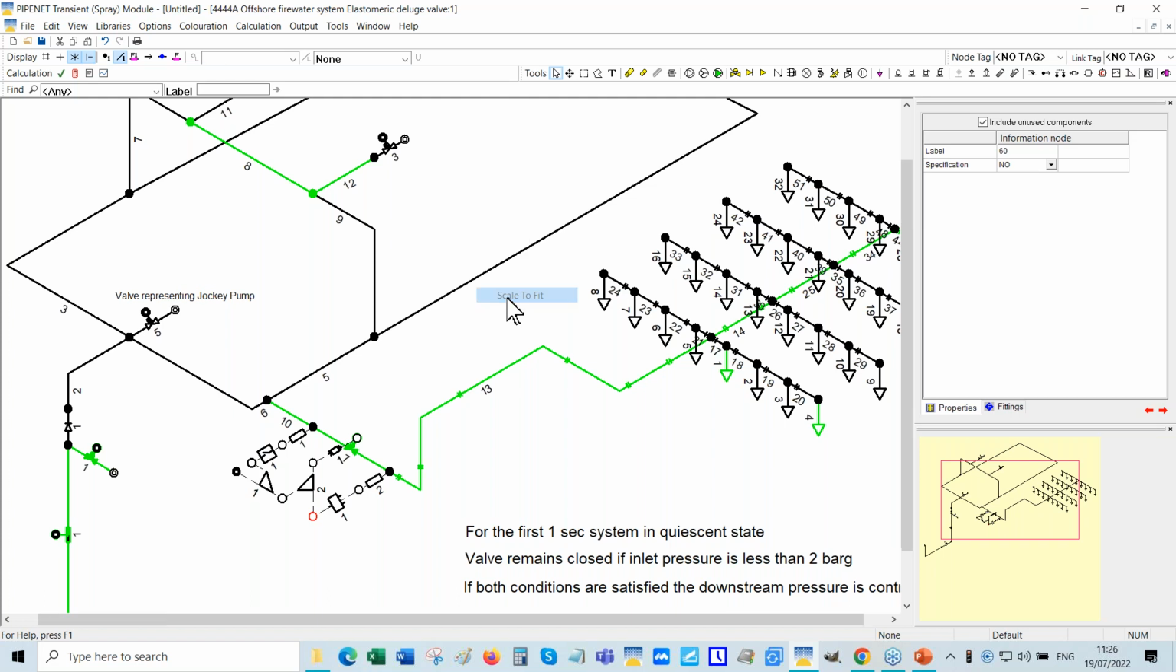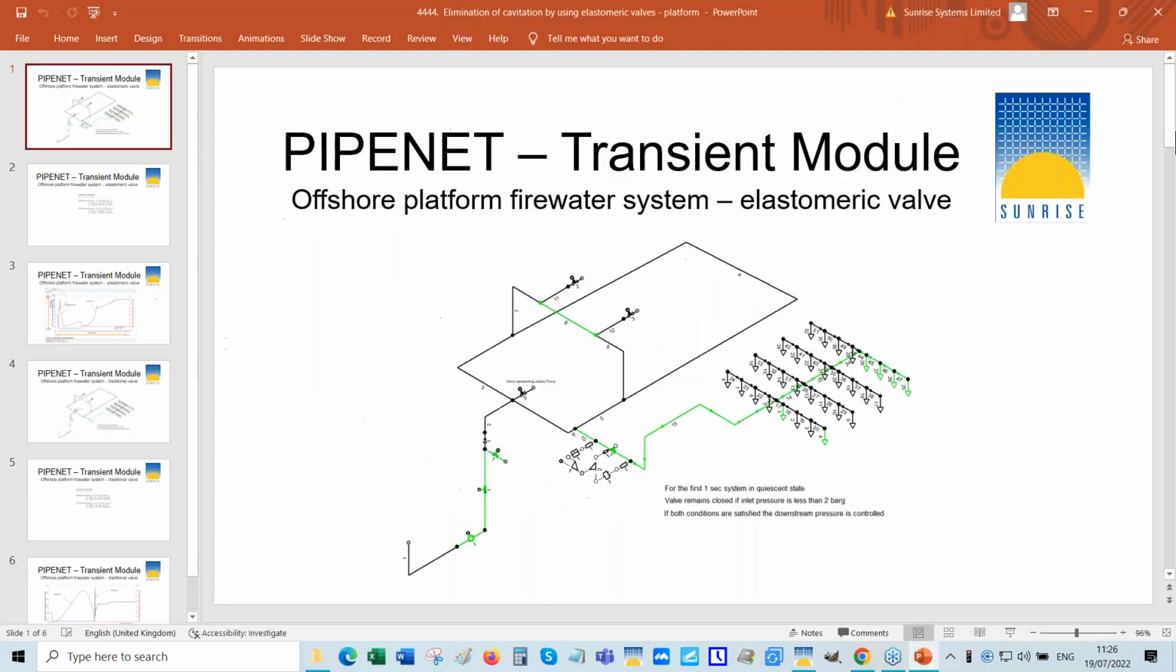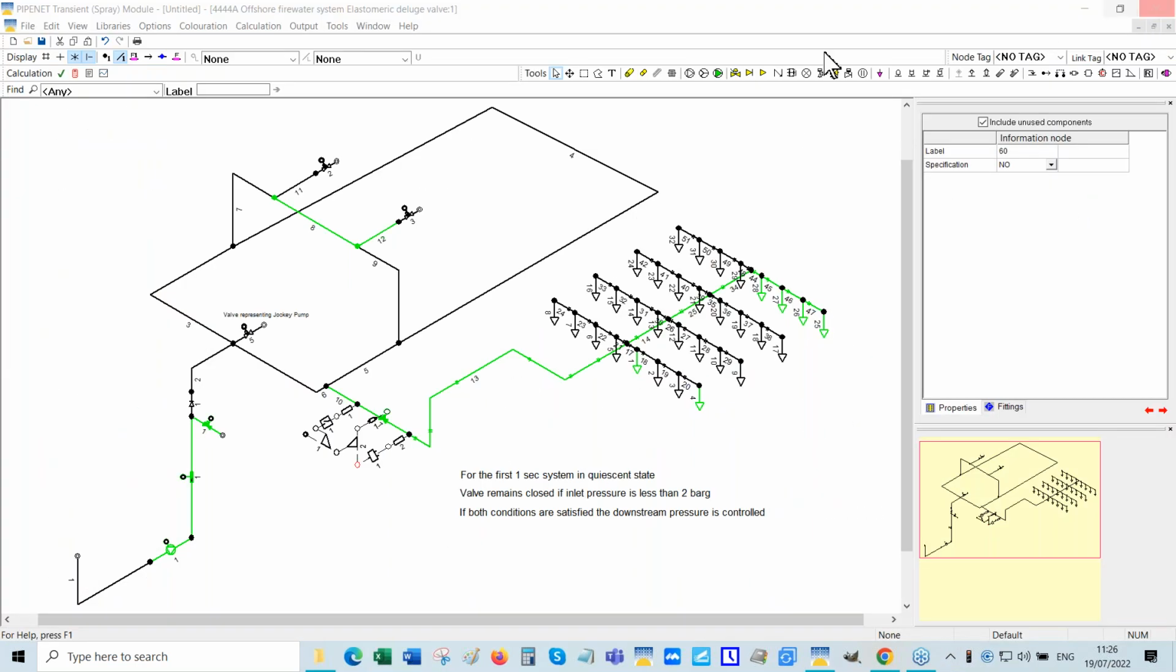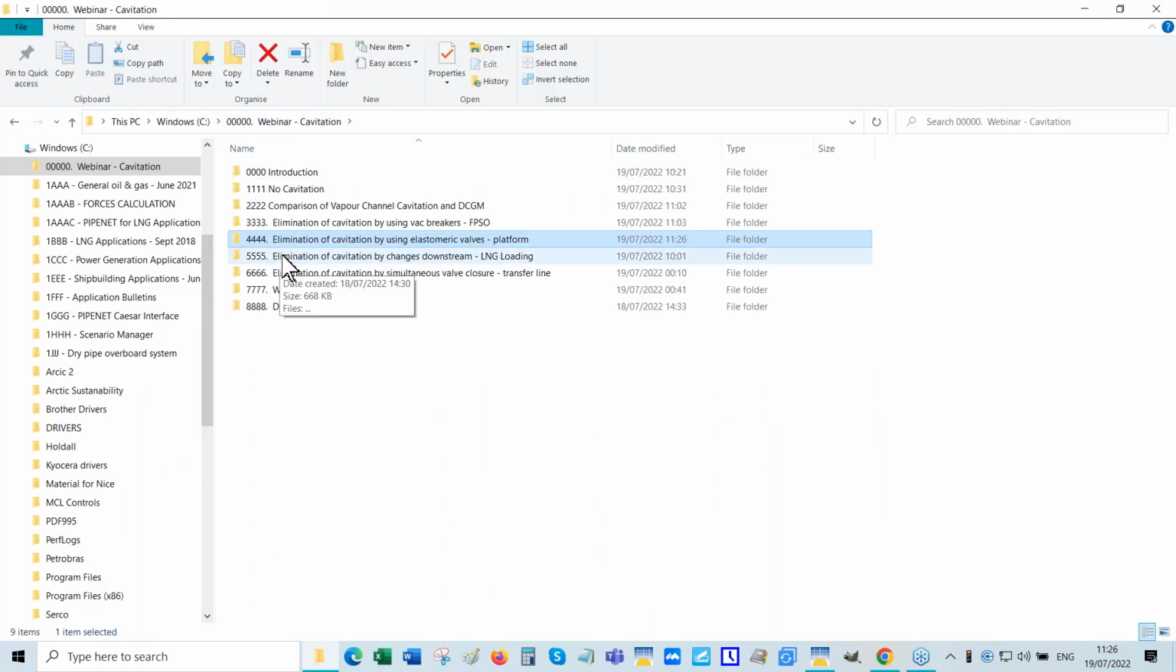Of course, the classical solution is to install vacuum breakers, and most people, even if they use the elastomeric valve to stop the pressure surge due to cavity, will still install a vacuum breaker as a backup. So this is about using an elastomeric valve to reduce the problem due to cavity formation. Now let's go to the next example. Now we're beginning to talk about more process type of applications.